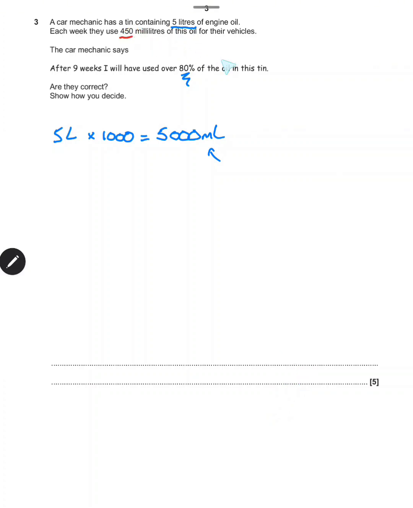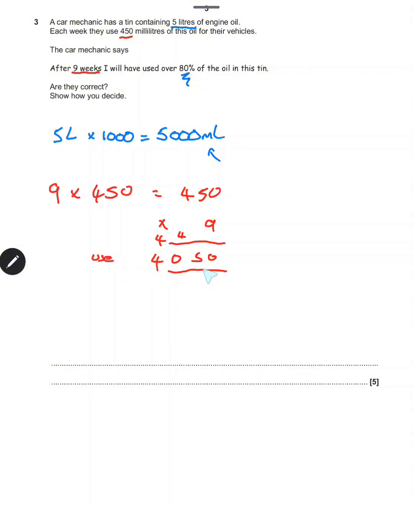So this is what we've got. Every week we use 450, and we do that for 9 weeks. So let's do 9 lots of 450 to see actually how much we use. I'm just going to use a grid method to do that. So we've got 450 multiplied by 9. 9 noughts are 0, 9 fives are 45. 9 fours are 36. Add on this 4 makes 40. So we use 4,050 millilitres in the 9 weeks, and that's out of the 5,000.